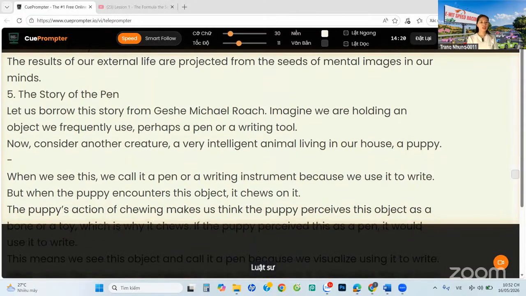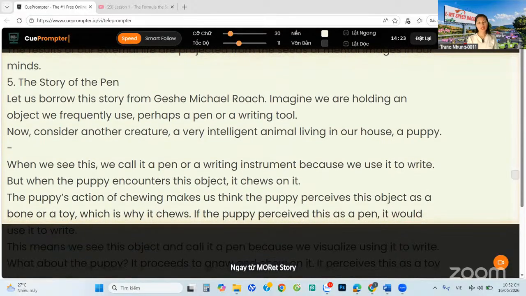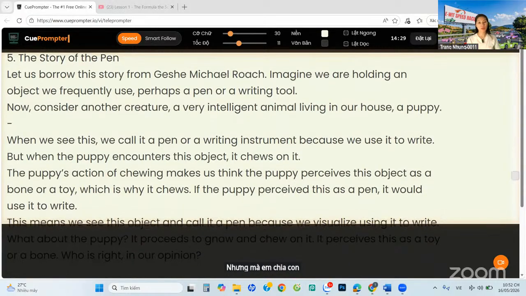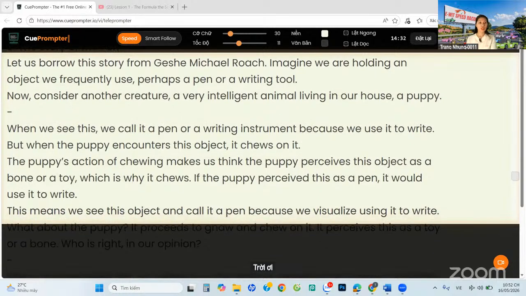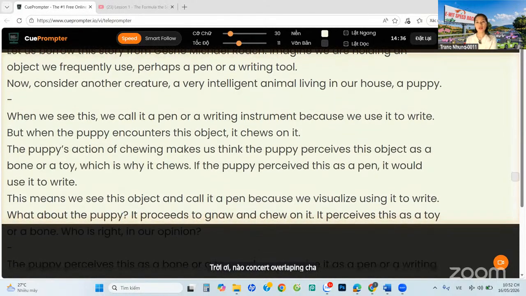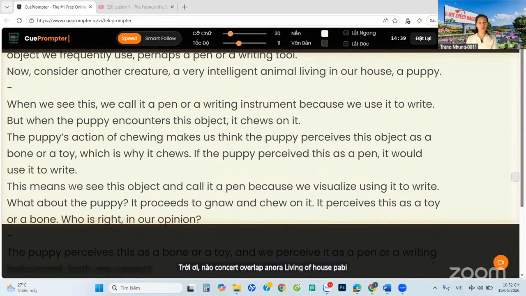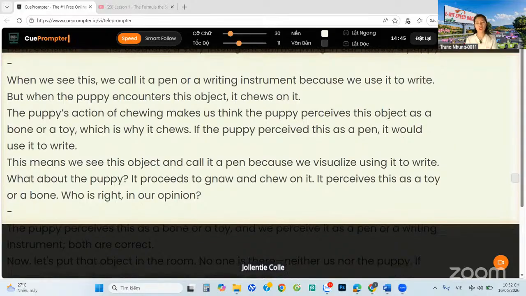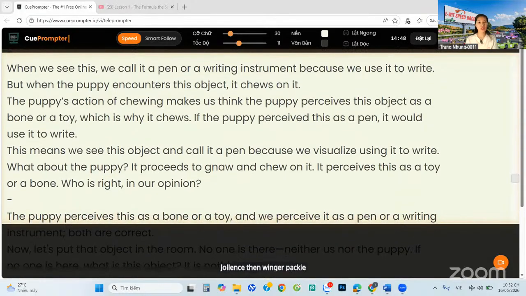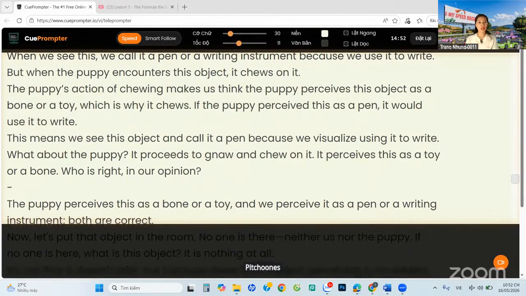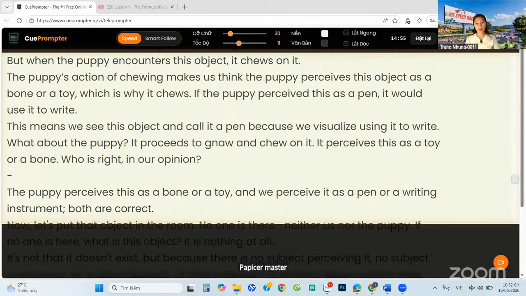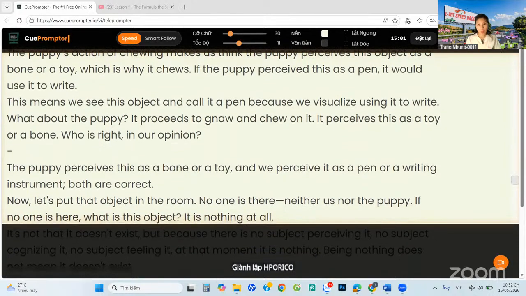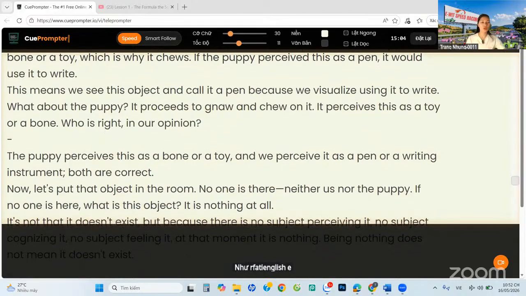The story of the pen. Let's borrow this story from microbiology. Imagine we are holding an object we frequently use, perhaps a pen or writing tool. Now consider another creature, a very intelligent animal living in our house, a puppy. When we see it, we call it a pen or writing instrument because we use it to write. But when the puppy encounters this object, it chews on it. The puppy's action makes us think the puppy perceives this object as a chew toy, which is why it chews. If the puppy perceived this as a pen, it would use it to write.